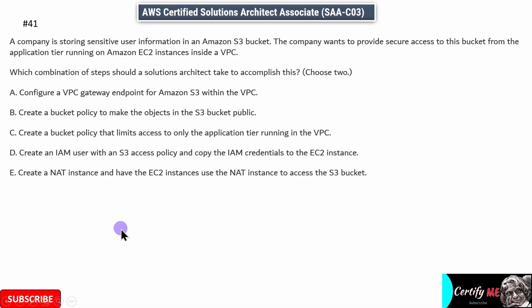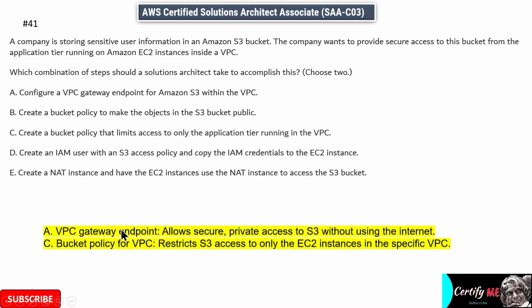The correct options are option A and option C. A VPC gateway endpoint allows secure, private access to S3 without using the internet. A bucket policy for the VPC restricts S3 access to only the EC2 instances in the specific VPC. Next question.